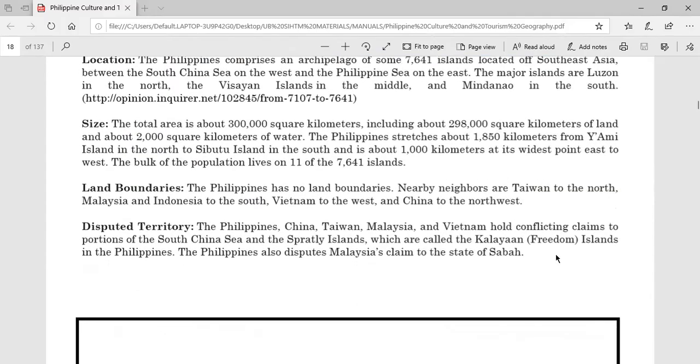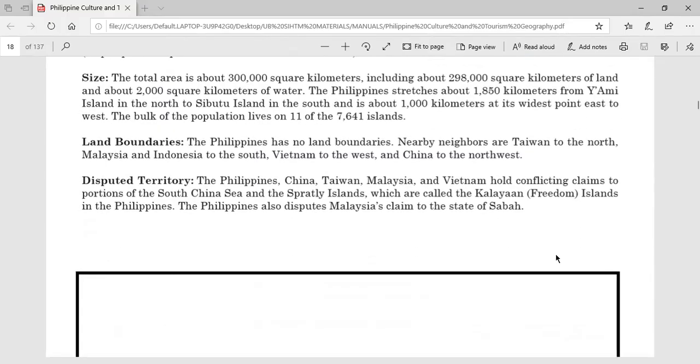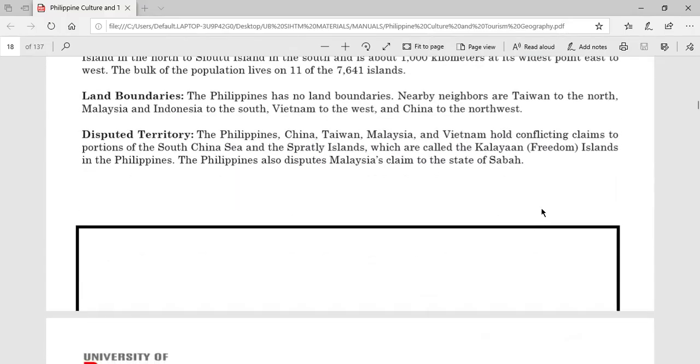Right, so let's talk about the land boundaries of the Philippines. So it has no land boundaries. Nearby neighbors are Taiwan to the north, Malaysia and Indonesia to the south, and Vietnam to the east, and Asia to the northwest. Right, so disputed territory: the Philippines, China, Taiwan, Malaysia, and Vietnam hold conflicting claims to portions of the South China Sea and Spratly Islands. It's because we're neighboring countries, so these conflicts are unavoidable.